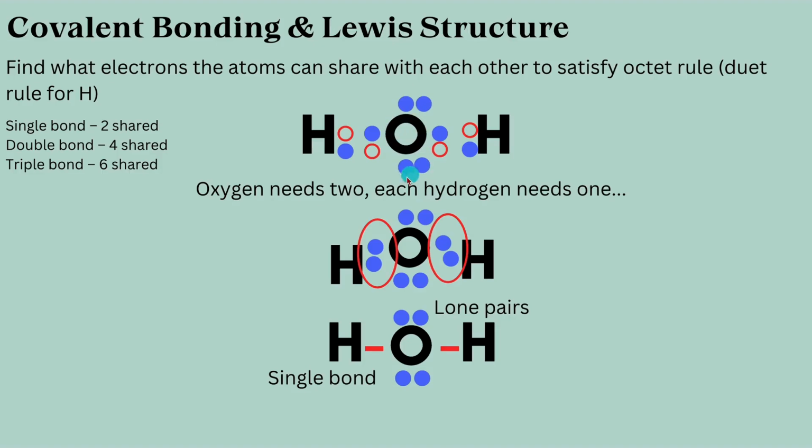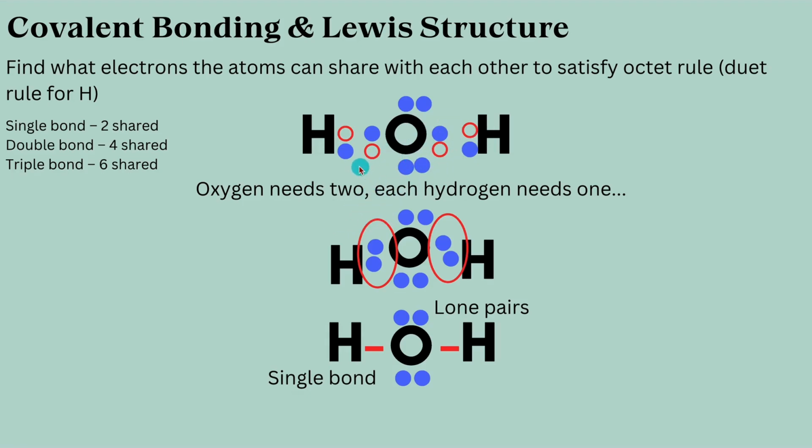Now, oxygen needs 2 to fill up its shell, and hydrogen needs 1 to fill up its shell. Remember, hydrogen only needs 2 electrons. Every other element needs 8. So hydrogen will need to gain 1 to fill up, and oxygen will need to get 2 to fill up.